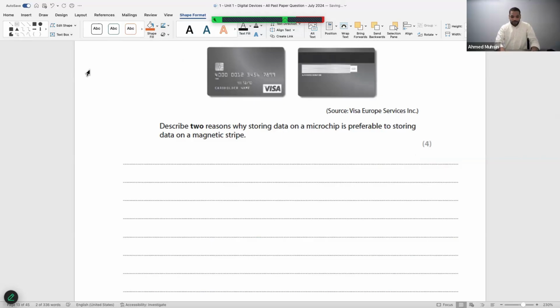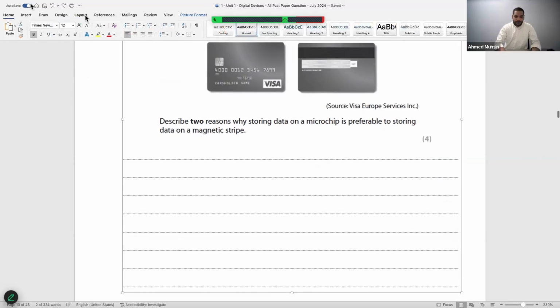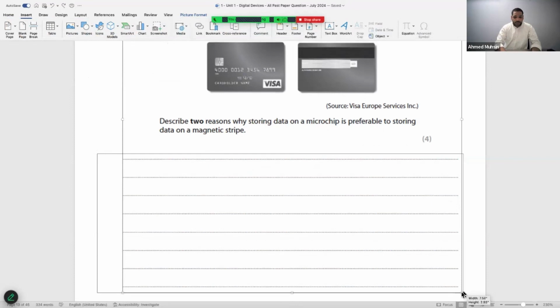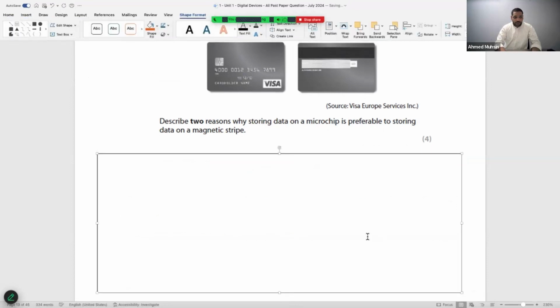Slowly. One second. Let me draw the text box. So reason number 1. First, give me the point. More. Why? Very good point. Everyone, did you hear what he just told me? He said a magnetic stripe is more risky.